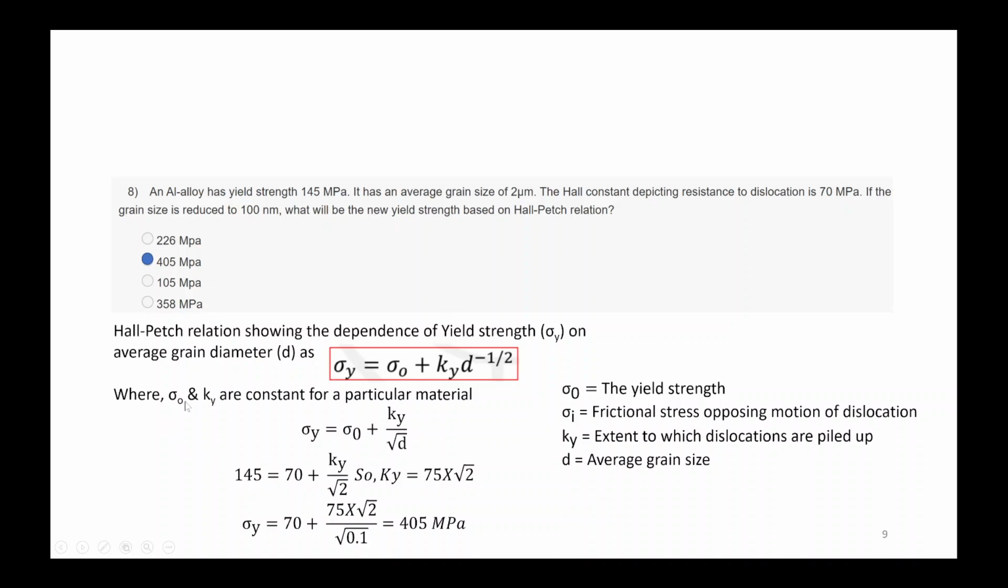So firstly you have to find out ky. For this we'll be putting 145 equal to 70 plus ky upon root 2. From this we'll be finding out ky equals 75 multiplied by root 2. So sigma y, in case of 100 nanometer, we'll be using the grain diameter as 100 nanometer. When we keep this, we'll be getting 405 MPa.